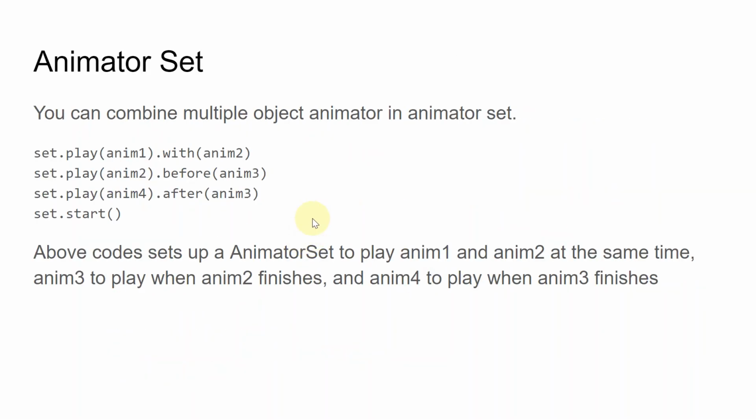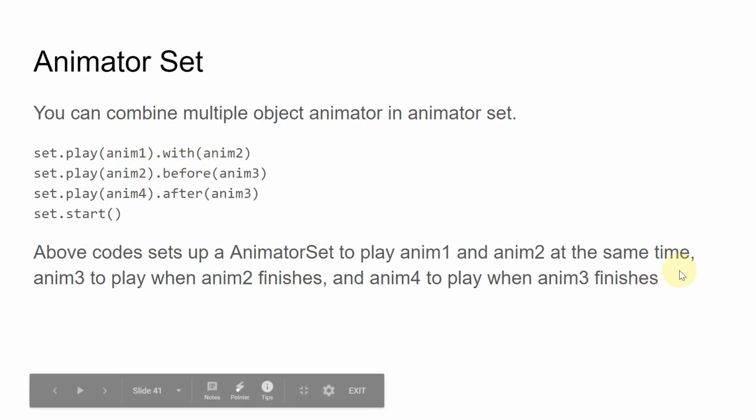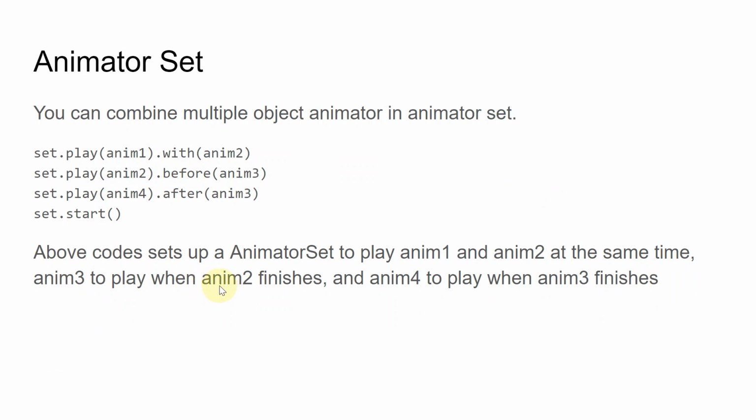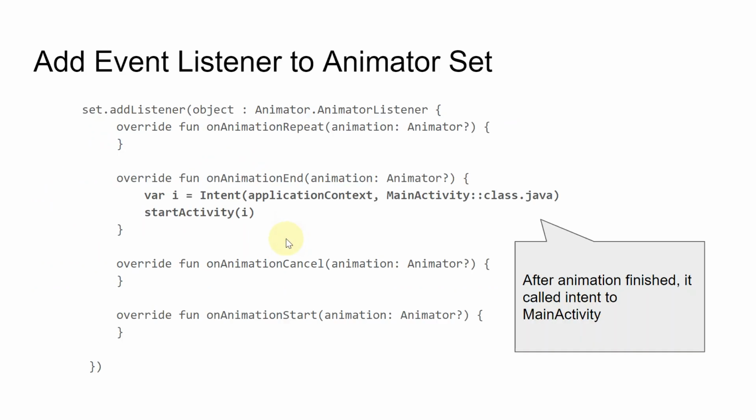All right, let me re-explain the animator set. In this case, the above code sets up the animator set to play anim 1 together with anim 2 at the same time, and anim 3 will be played after anim 2 finishes playing. And finally anim 4 will be played when anim 3 finishes. So you can manage complex animation using the animator set. And of course you can add an event listener to the animator set, inside it, to define what happens when the animations finish. In this example, we see that after the animation ends, we simply call an intent object and start the main activity class.